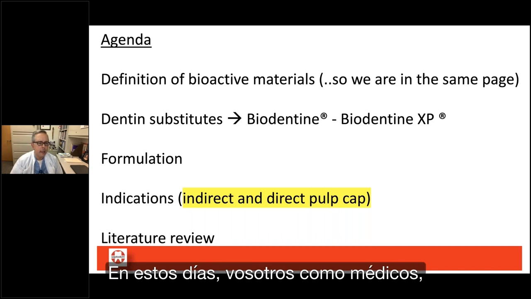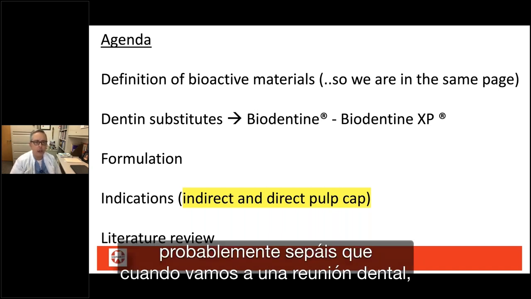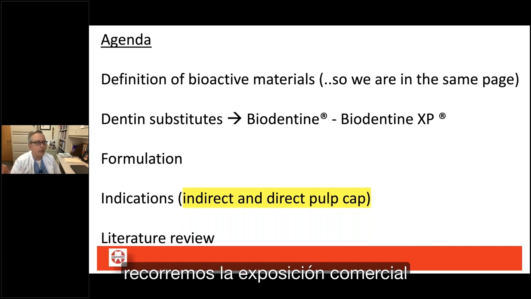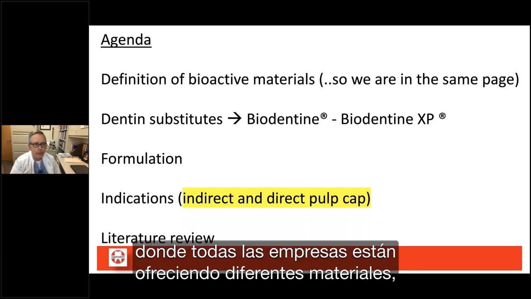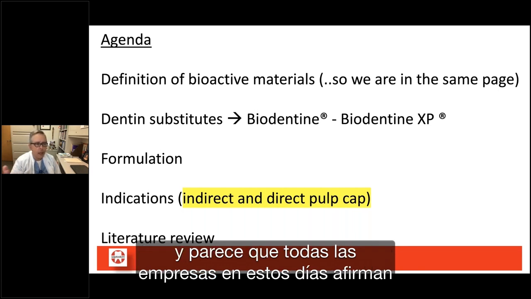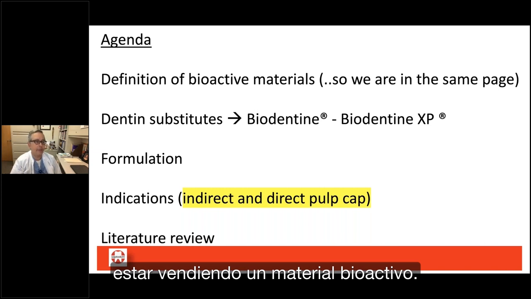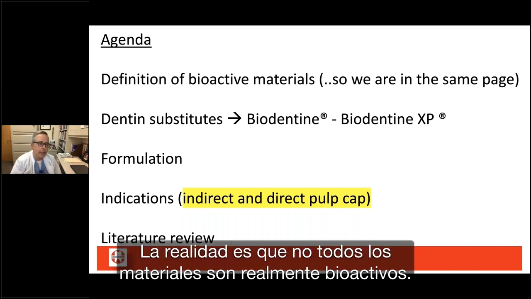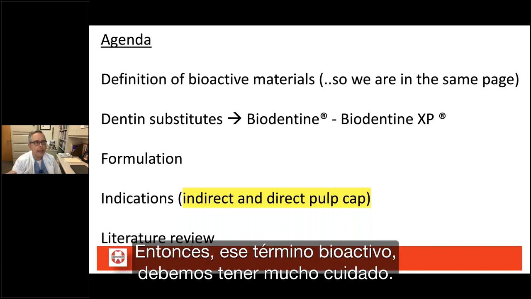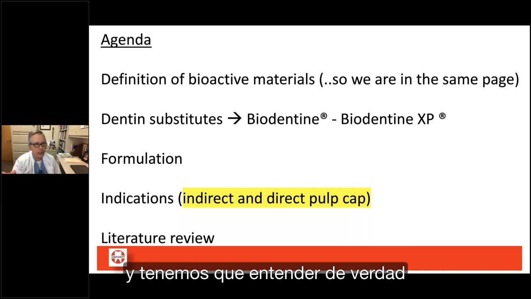These days, as a clinician, you probably know that when we go to a dental meeting, we walk around the commercial exhibition where all the companies are offering different materials, and it seems like every single company these days claims that they are selling a bioactive material. The reality is not all the materials are really bioactive. So with that term bioactive, we need to be very careful, and we need to really understand what is the meaning of bioactive.